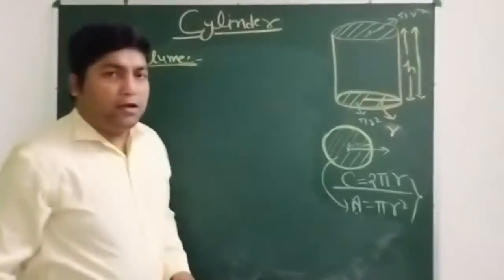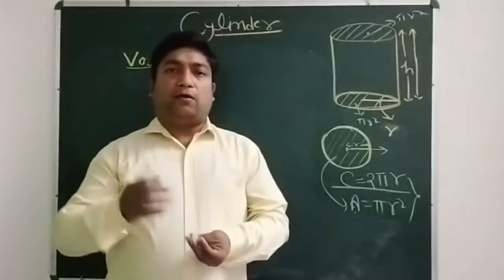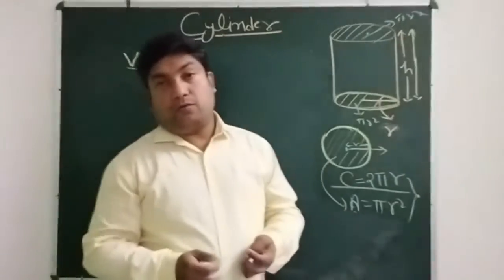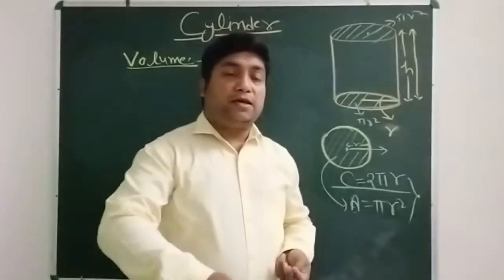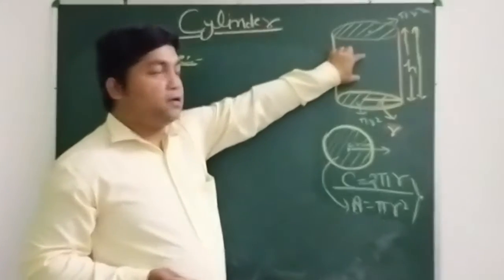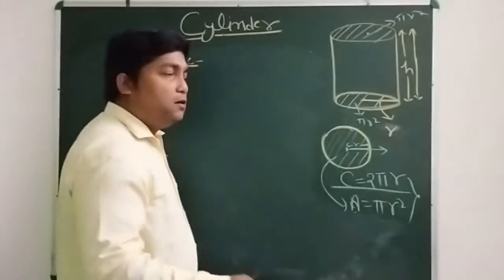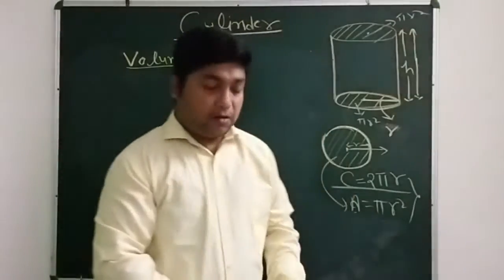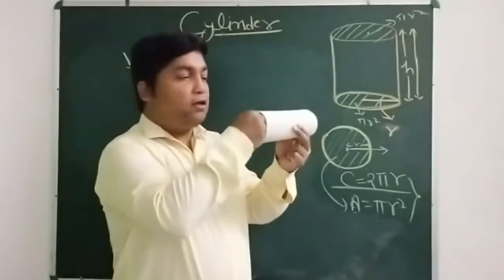In your earlier classes, I have already taught you that if you want to find the volume of a regular figure, just like a cuboid and cube, you have to multiply the area of the base into height. So here we have a given cylinder, and we want to find the volume of the cylinder. For example, I have a cylindrical hollow thing. You have to find the volume.